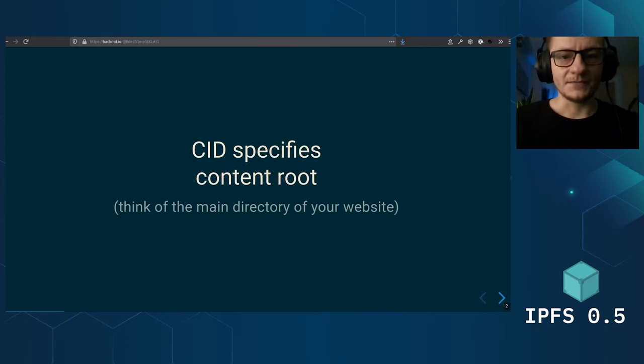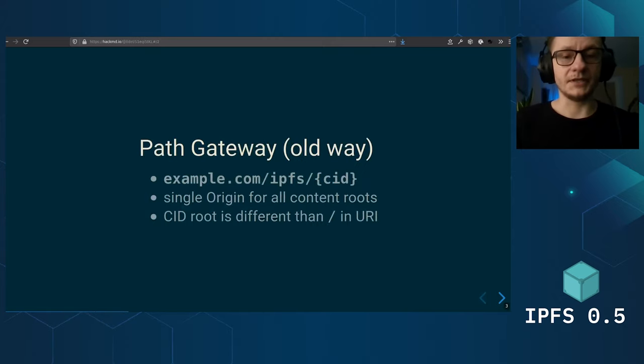So I think the gist of the problem is that the CID, the content identifier in IPFS, specifies the content root. Most people think about files and directories. So if you have a website, that is a directory and you have index.html inside of that. So the root directory has an identifier, that CID, and that's the main directory of your website. So historically, when you put your directory with your website on IPFS, you could load it from path gateways.